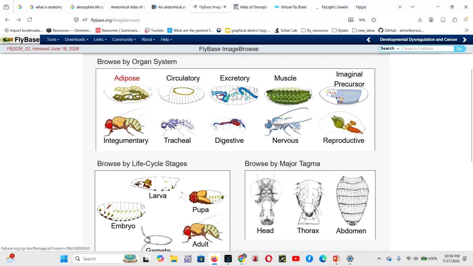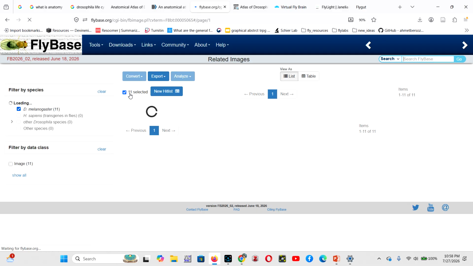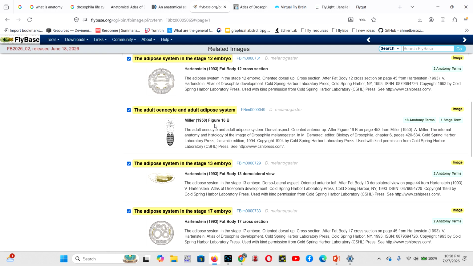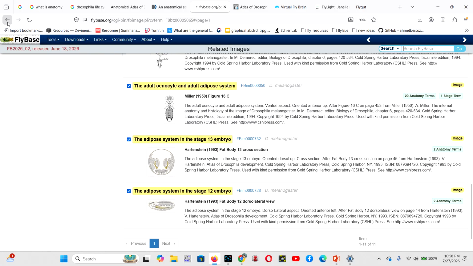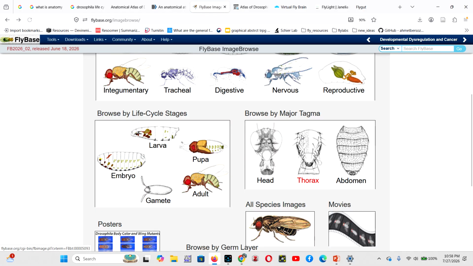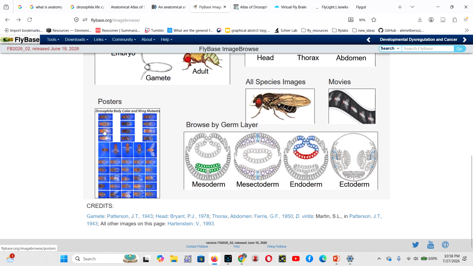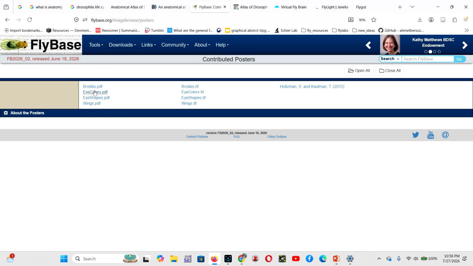If you click here, it's going to explain about the adipose. So the stage, larva stage, beta. A lot of things are here. What I want to show you is that normally people don't look into these kinds of resources. There are some posters also, and these posters are really, really interesting.